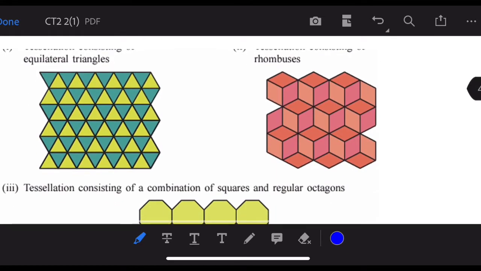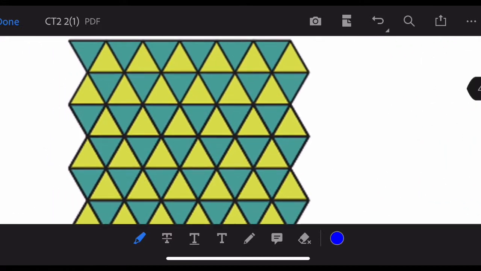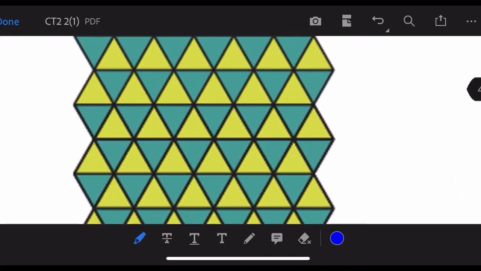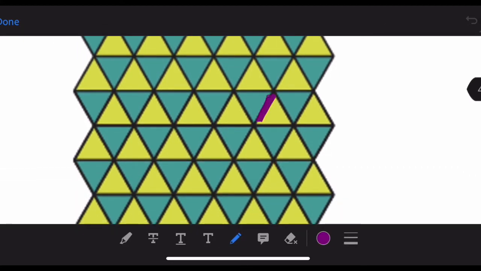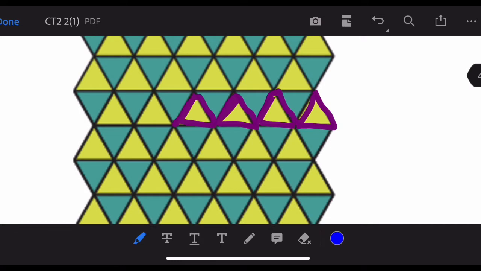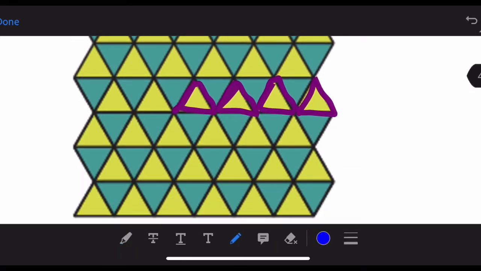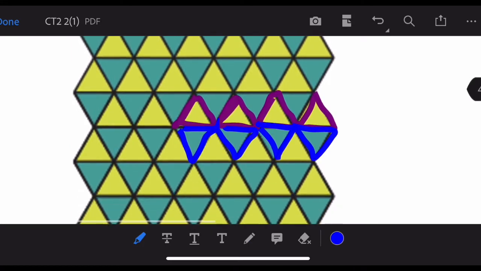So let's see this one. This is an equilateral triangle. As you can see, the shape is repeating, right? The triangle is repeating. The yellow one is repeating, and the blue one or the green one is also repeating, right? So there is no gap between each of the triangles, isn't it? There is no gap between each of the repeating shapes, and there is no overlapping. So this is called tessellation.